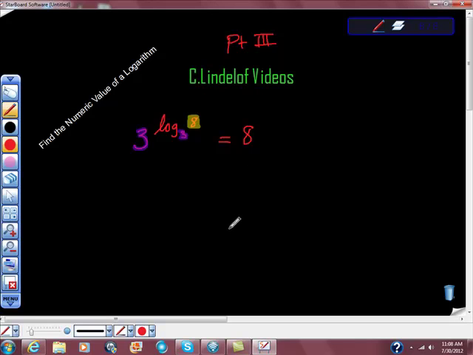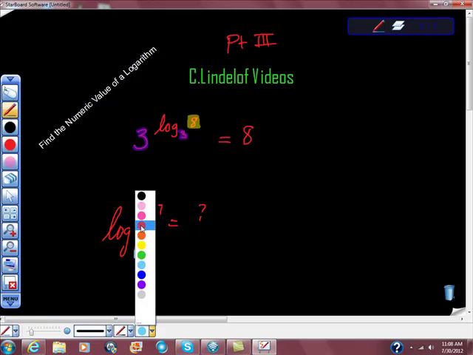The next one is almost as simple, I think. And it just asks us this. It says, what is log base 6 of 6 to the 7th power is equal to question mark? Which just translates into this. 6 to what power is equal to 6 to the 7th power?